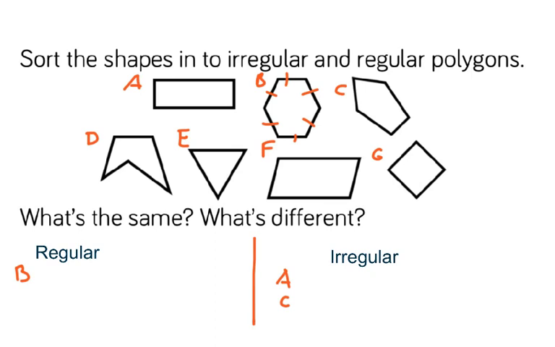Moving over to shape D, we've got 1, 2, 3, 4, 5. So again, it's another irregular pentagon. So I'm going to put that one over here. Looks very different to the pentagon that we were just looking at there.